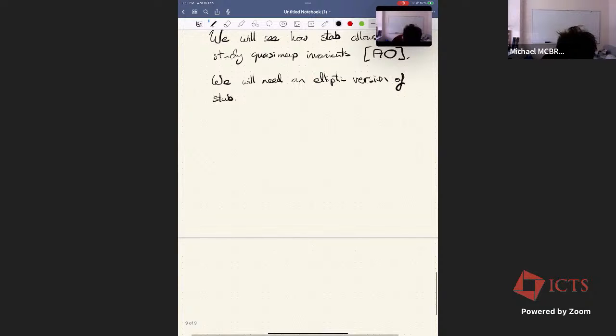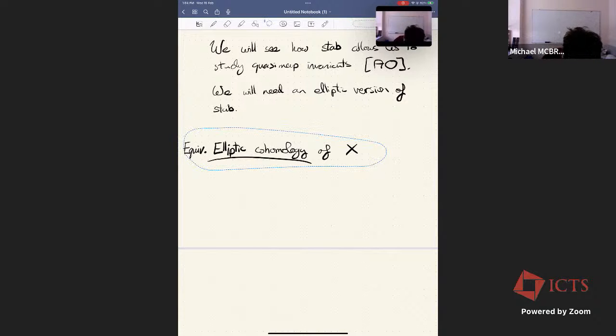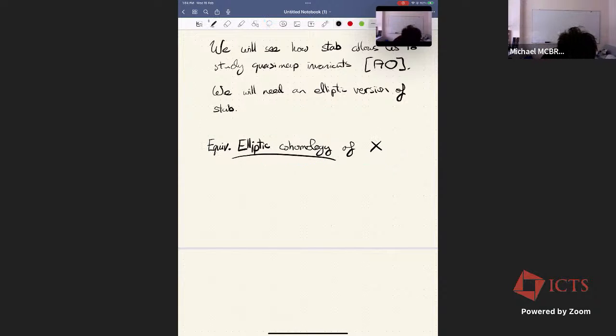So here's a very loosey-goosey primer on elliptic cohomology. Here we'll be taking the elliptic cohomology of the same space X, and we will really be interested in the equivariant elliptic cohomology. Elliptic cohomology in general is some really complicated gadget, but we're going to use a sort of simple version of it. So we fix an elliptic curve.